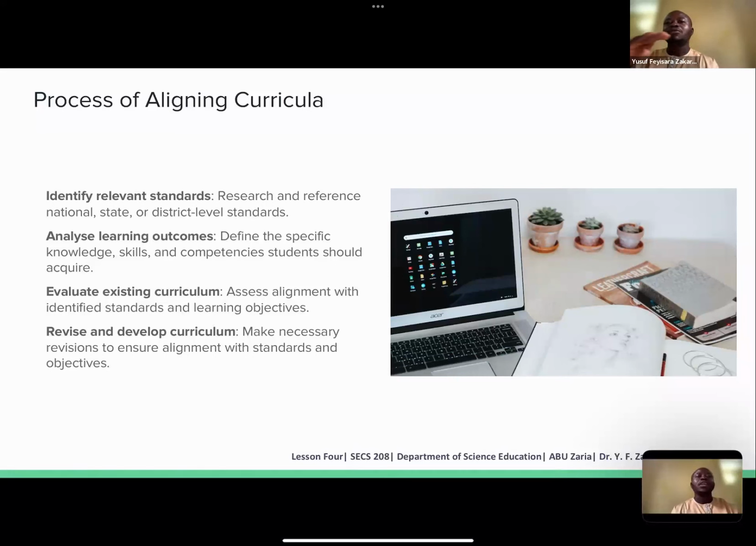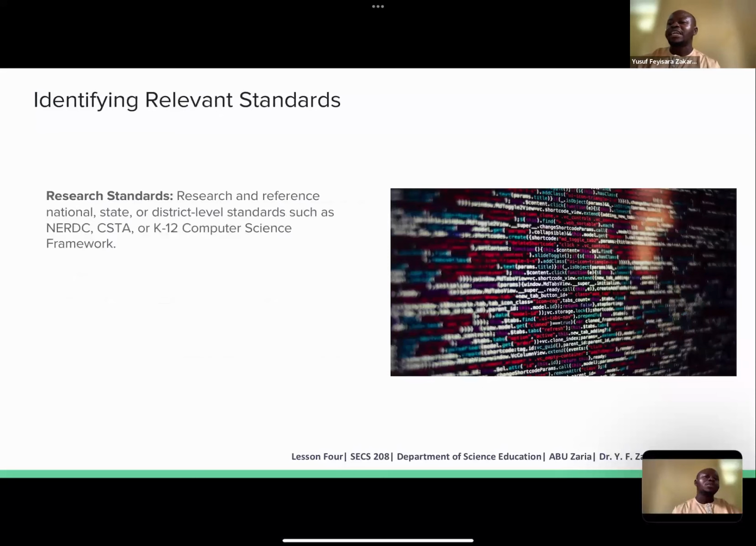All right. So we have 4 different stages in this process. You identify your standard, you analyze your learning outcomes, you evaluate the existing curriculum, and then you revise and develop accordingly. So we shall now take this one after the other. So identifying relevant standards. What do we mean? Where can you get the relevant standards? You need to look into the NERDC document, the curriculum for senior secondary school curriculum, or the one for basic education curriculum that covers primary 1 to JSS 3.